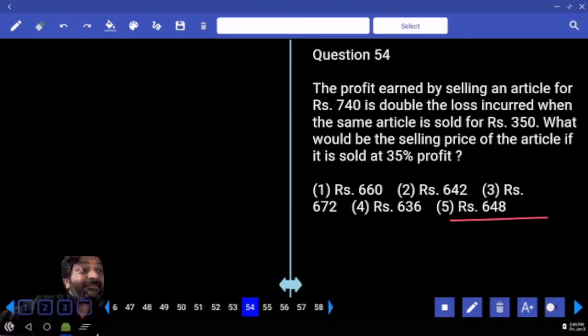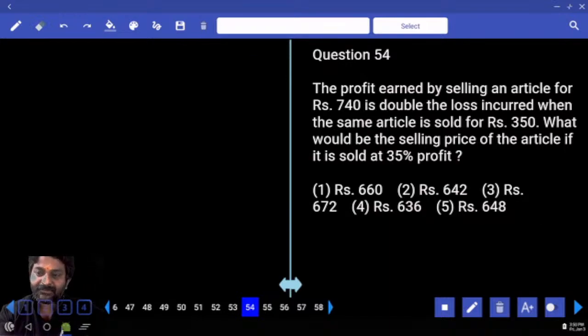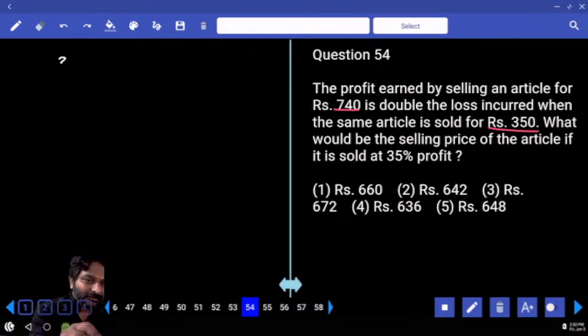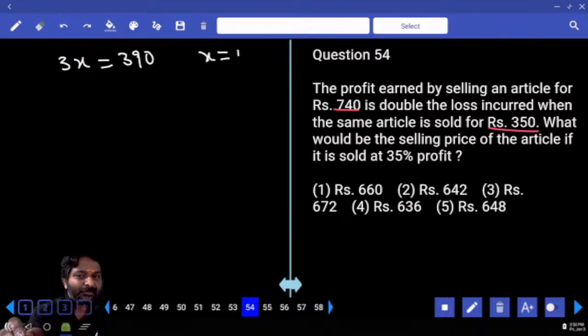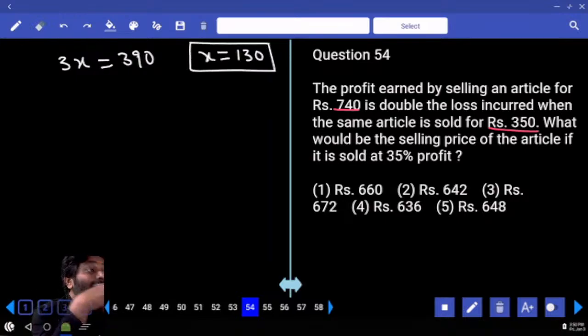Whether I say add or difference: minus X to 0, 0 to 2X, difference 3X. That difference is because of their selling prices only. 740 and 350, what is the difference? 390. 3X is equal to 390. What was treated as X, profit or loss? Loss. I said loss is treated as X, then profit is double, which is 2X.